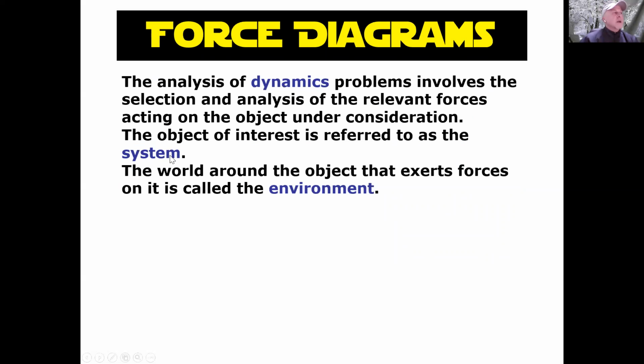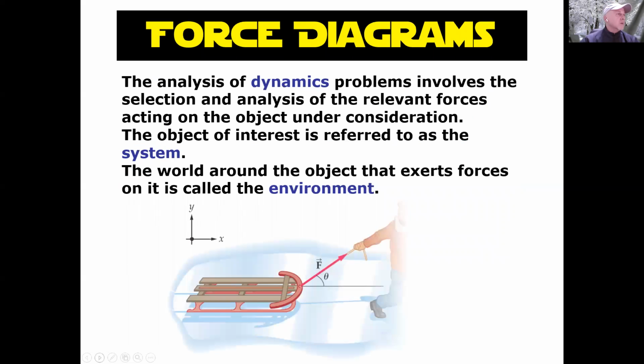And then this just talks about what is the system. And so basically when we talk about a system, we're talking about the object and the forces acting on just that object, and nothing else exists. Nothing else in the world exists other than that object, right? And then the world around it, they call that the environment. Obviously, you would know that.